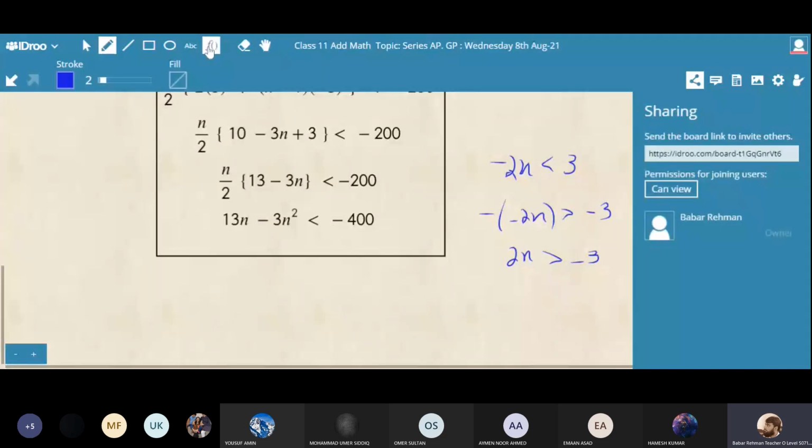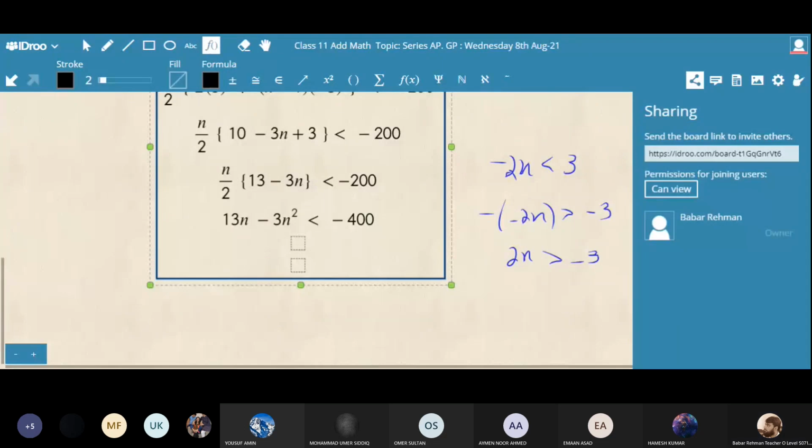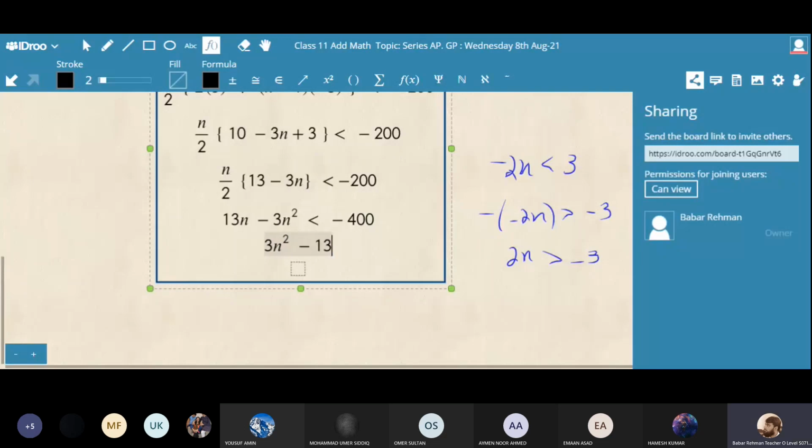Okay, so now what will happen? I will write positive 3n square, then negative 13n, then that will become positive 400, but when I bring it here, it will be negative 400, okay? And the inequality sign changes, and is equal to 0. Now solve this quadratic equation using the quadratic formula or use your calculator.